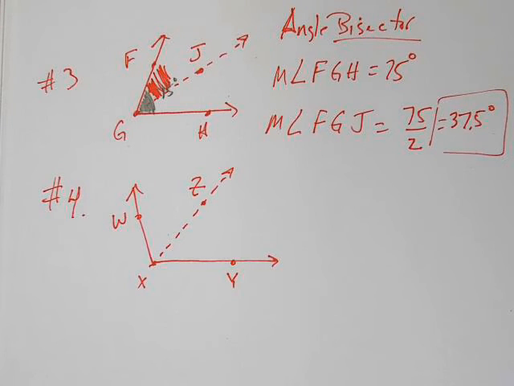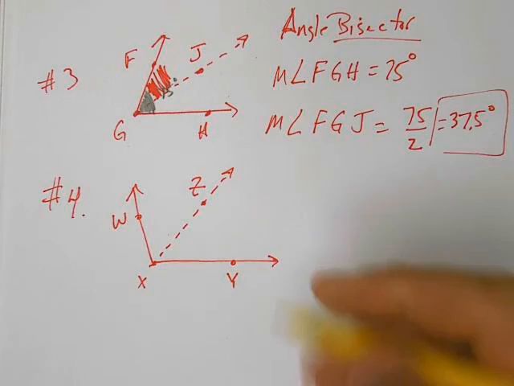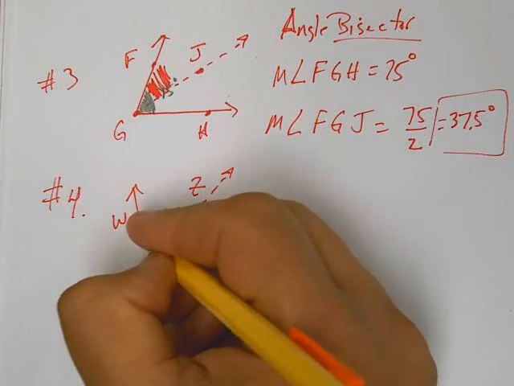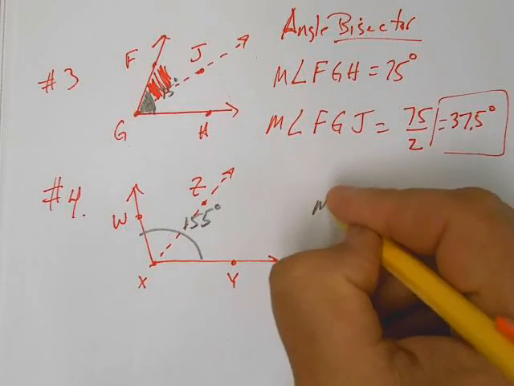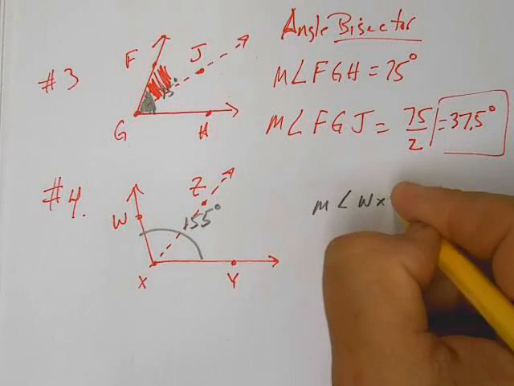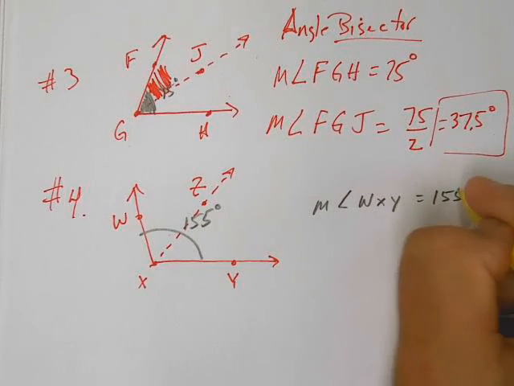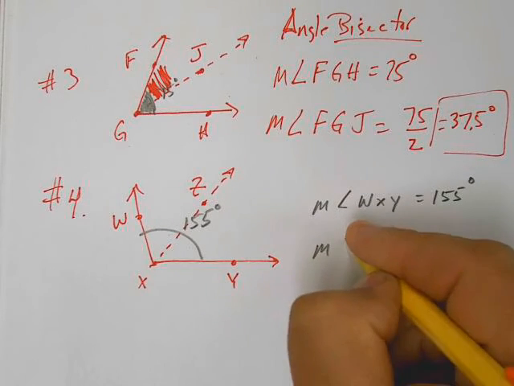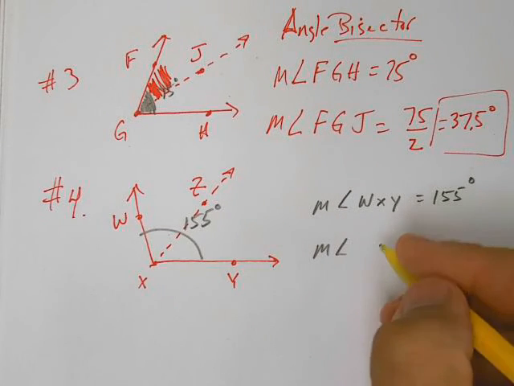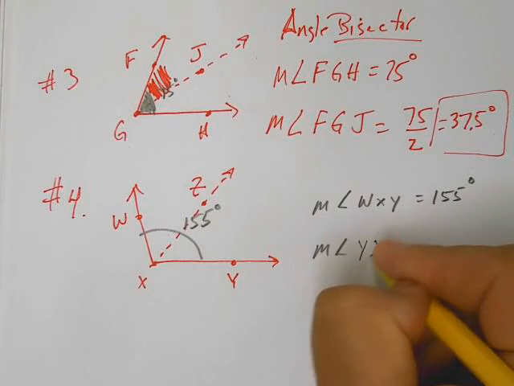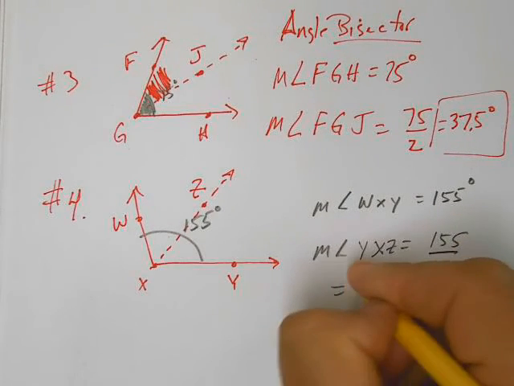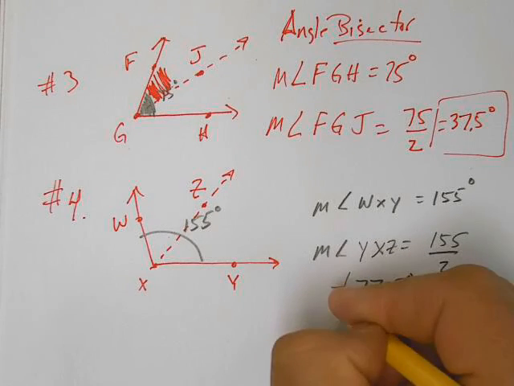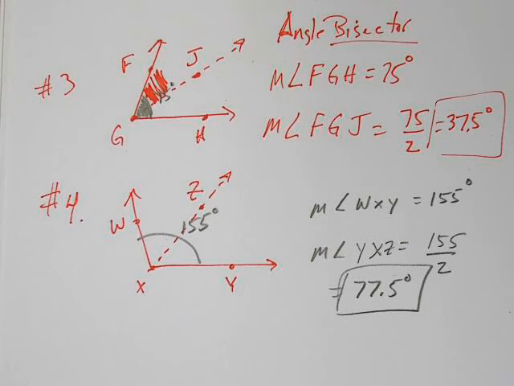On the quiz tomorrow, make sure you have it. I might provide the picture, but still. Okay, now this says the entire thing is what, 155? An obtuse angle. So the measure of angle WXY is 155. They want us to find half of that, which is YXZ. So 155 over 2 is, what is that, 77.5? And we're done.